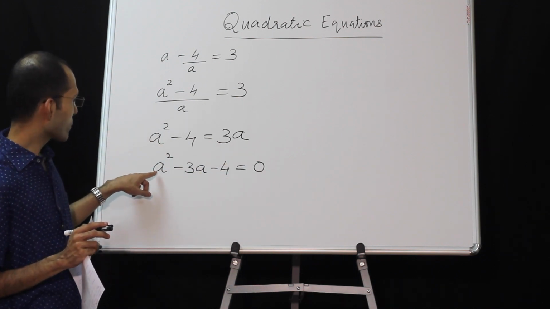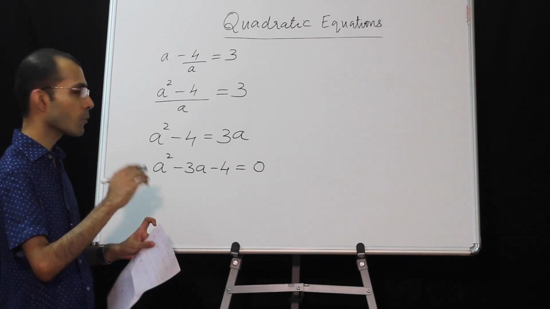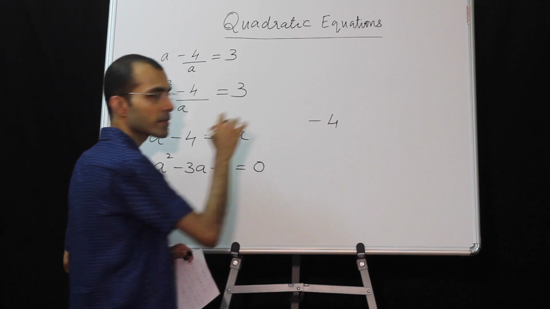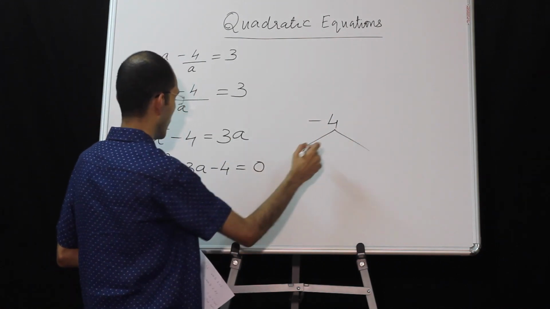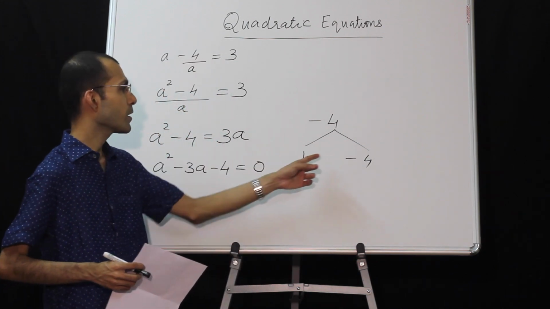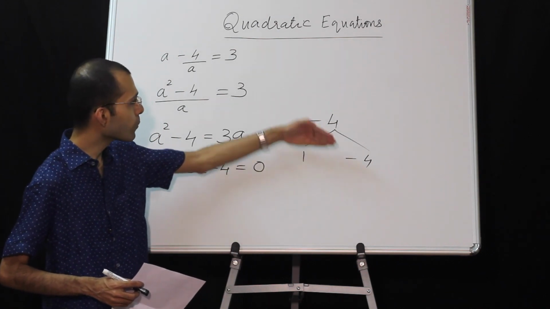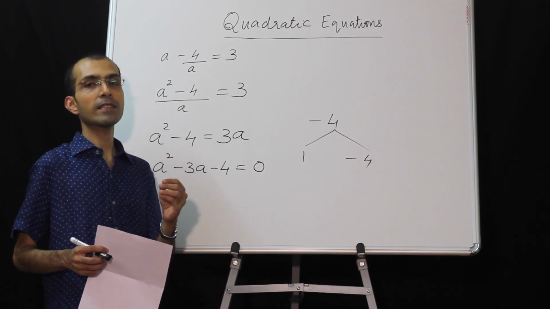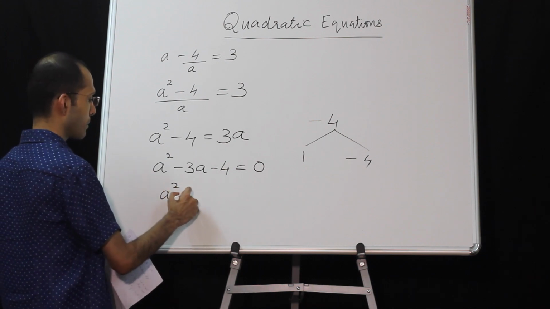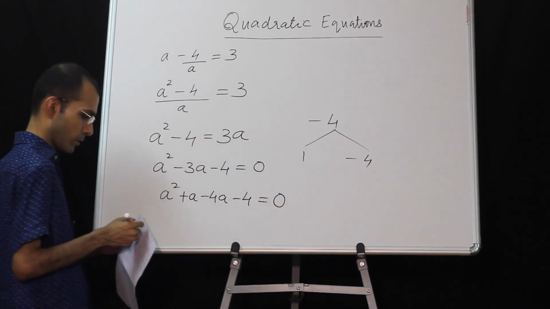Okay. Now what is coefficient of a square? 1. Constant term is minus 4. So 1 into minus 4. Remember, that is minus 4. So this can be done as 1 minus 4. The two factors, signs are important. 1 minus 4 is minus 3. 1 into minus 4 is minus 4. So both the conditions have been taken care of. So we have a square plus a minus 4a minus 4 equaling 0.